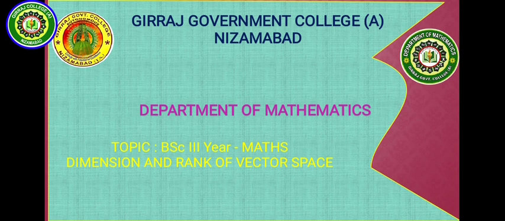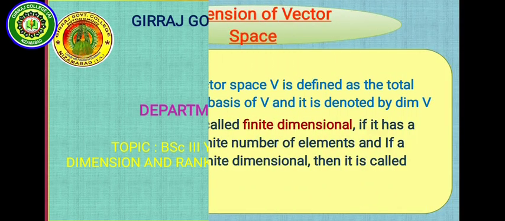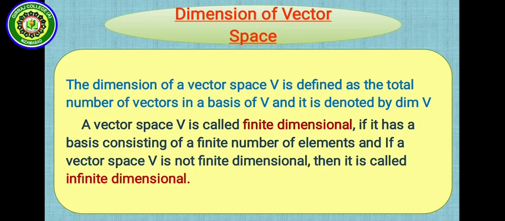Our topic is BSc third year Mathematics, vector spaces: dimension of vector space and rank of matrix. So dimension of vector space and rank of matrix is our topic. First, what is the dimension of vector space?